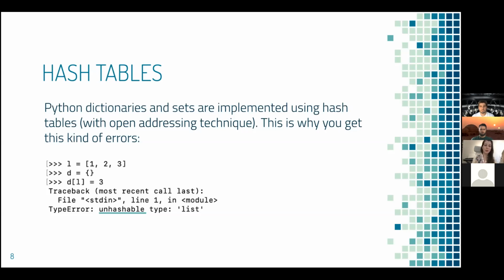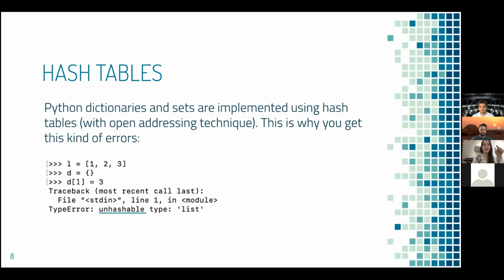Python sets too. So that is why you have these kinds of errors when you're trying to use, for example, a dictionary as a key to another dictionary, which was one of the questions of the poll. You will get something like this: TypeError, unhashable type. In this case it is list, but you will get unhashable type dict if you try to use a dict.